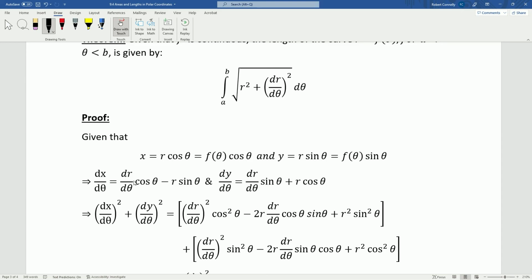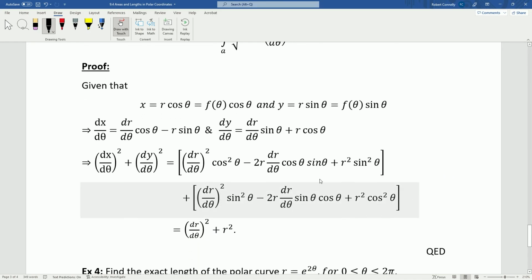It's a little bit of a mess, but this first term squared, we multiply the first term by itself, we get (dr/d theta) squared cosine squared of theta, minus our middle terms being multiplied together, so we get negative 2 times r dr/d theta cosine of theta sine of theta, because we get that multiplied twice. And then our last term multiplied by itself is r squared sine squared of theta. And then we do exactly the same thing for this term, and our result is (dr/d theta) squared sine squared of theta minus 2r dr/d theta sine of theta cosine of theta plus r squared cosine squared of theta. Whew! All right, let's take a look at this.